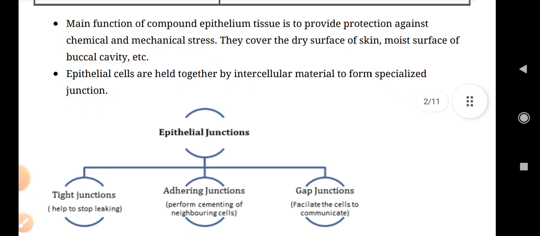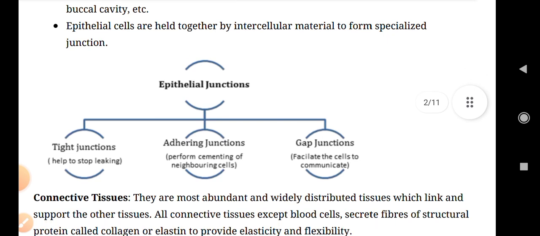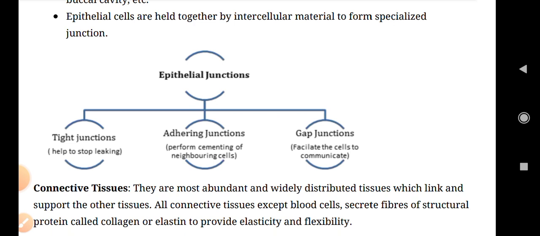The main function of compound epithelium tissue is to provide protection against chemical and mechanical stress. They cover the dry surface of skin, the moist surface of the buccal cavity, etc. Epithelial cells are held together by intercellular material to form specialized junctions. Tight junctions help to stop leaking. Adhering junctions perform cementing of neighboring cells. Gap junctions facilitate the cells to communicate.